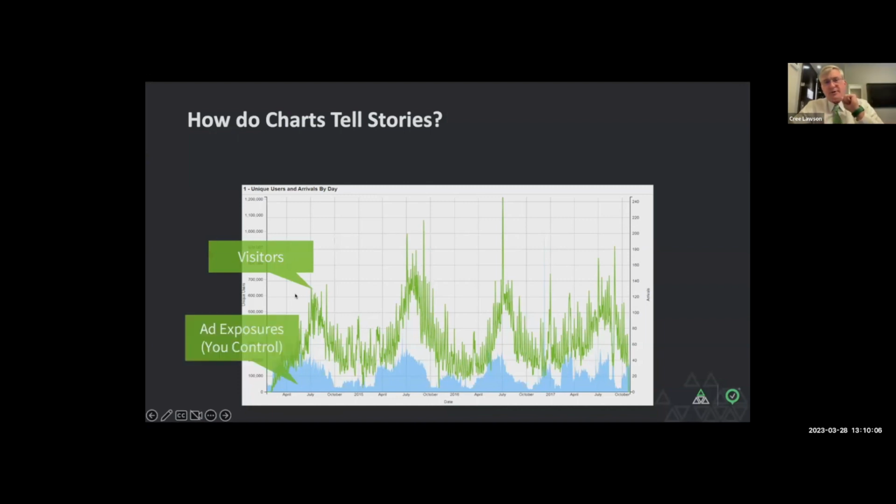And what you'll notice here is that there are two characters. Two characters are ad exposures, which are something our clients control, and visitors, which is something our clients would like to control but don't. So there's an essential tension between the ad exposures and the visitors. Of course, these characters are in conflict over time. And so if you watch the little scribble scrabble, the wavy line, you'll notice that there's a big burst of ad exposures and an ensuing burst in arrivals, and a burst in ad exposures and an ensuing burst in arrivals. And then at the end of the period, the ad exposures go flat.